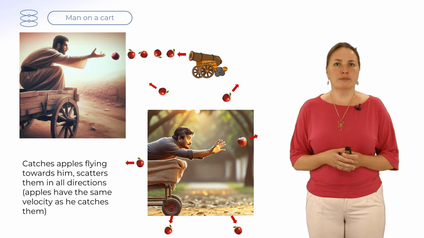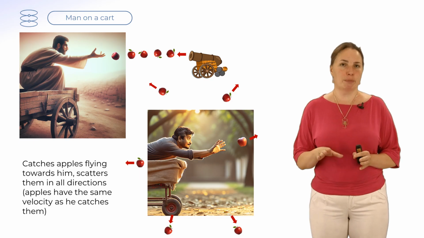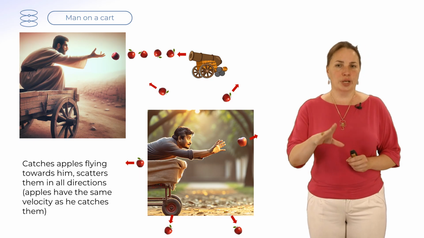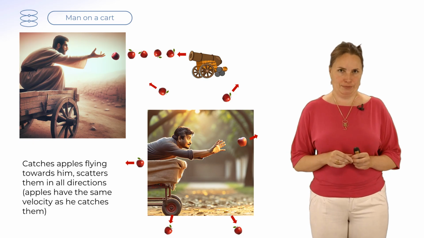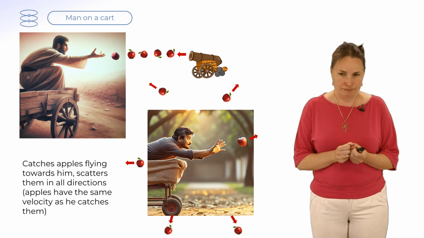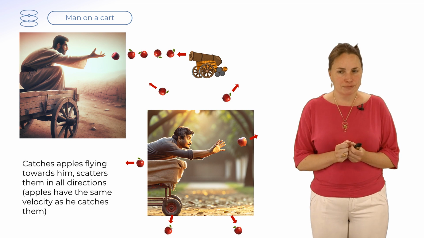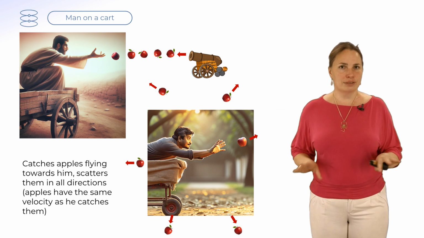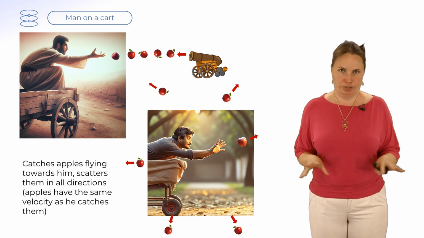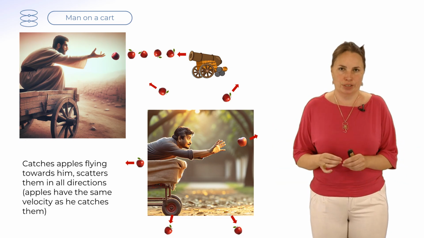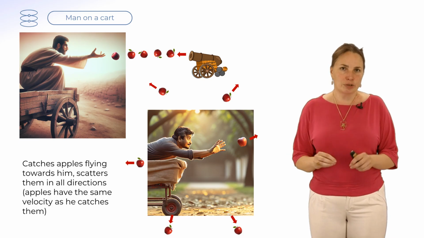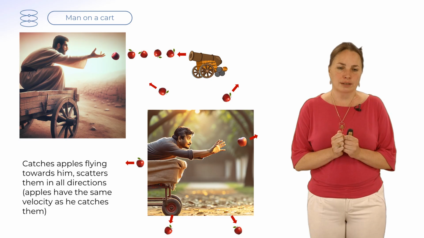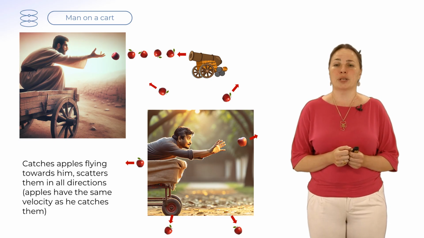So let's have a look at this example. We have a man who sits on a cart, and the cart moves. And we have a flow of apples, which this man catches. So the man catches apples flying towards him and then scatters them in all directions, without any preferable direction, let's say. And the velocity of the cart is again the same when the man catches that.